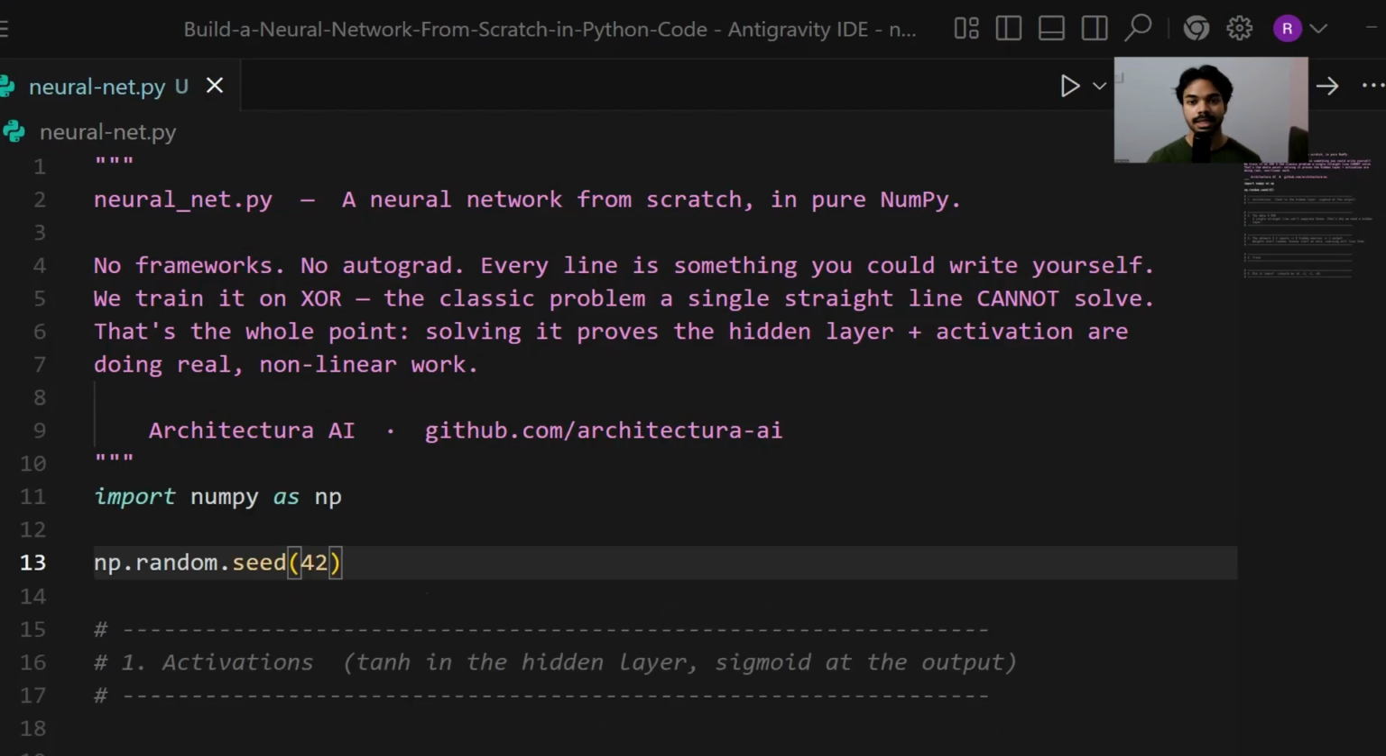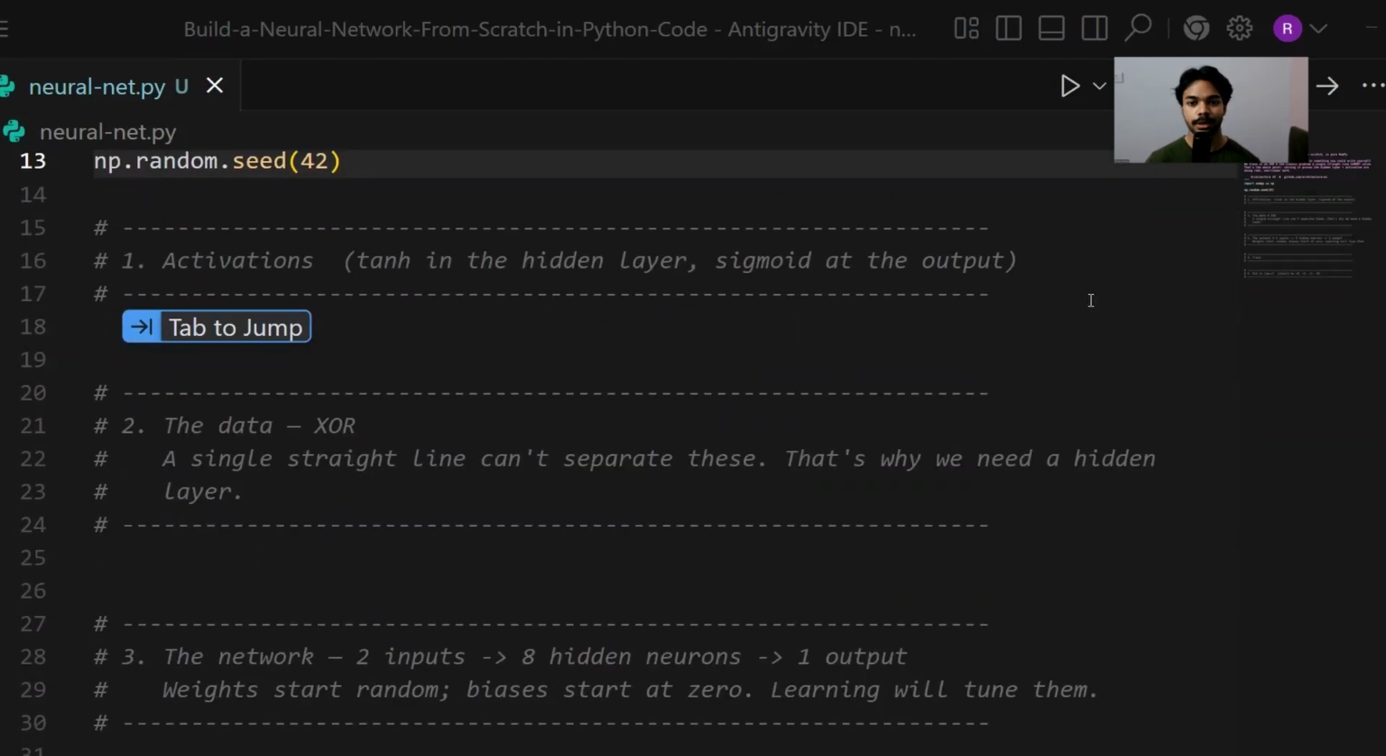First, the only tool we need. We import NumPy. That's it. One library. And it's not a machine learning library. NumPy just does fast math with grids of numbers. Everything neural network shaped, we build ourselves, and that's the whole point.